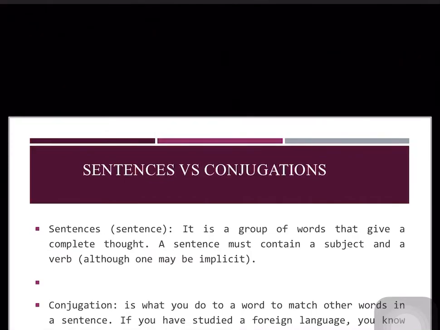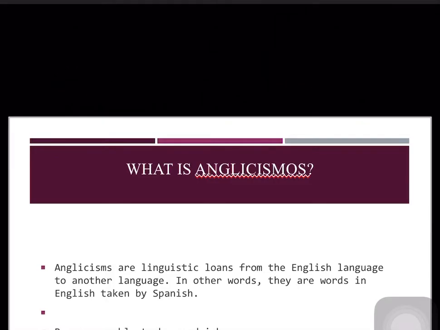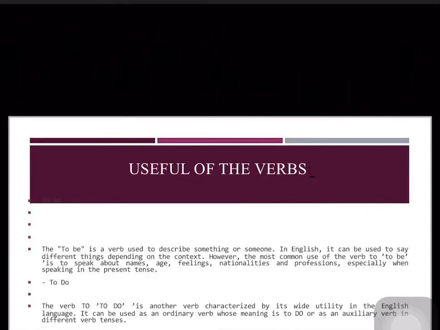So we went through what Anglicisms are. Anglicisms are linguistic loans from the English language to another language. For example, boomerang, Bluetooth, sandwich, que son palabras que no pueden ser traducidas porque son propias del inglés.